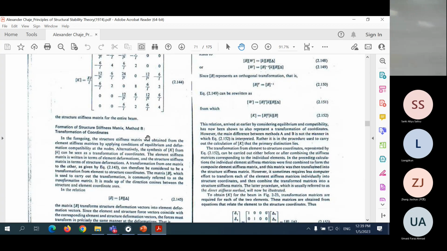And there are two methods here. Basically, they are the same, but the basic idea behind is different. They come out with the same set of equations. This is called method B, and this is transformation of coordinate. So this is the one that I'm going to explain to you, this part here. Let me use the whiteboard.